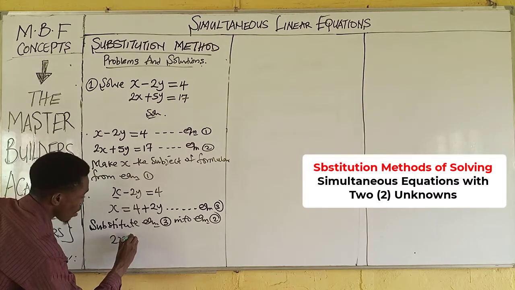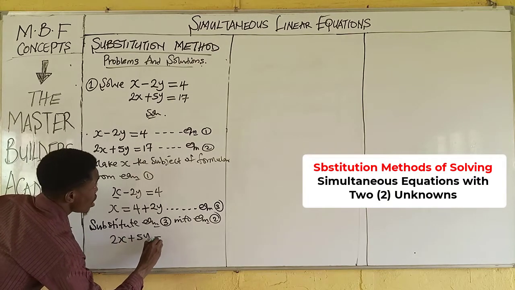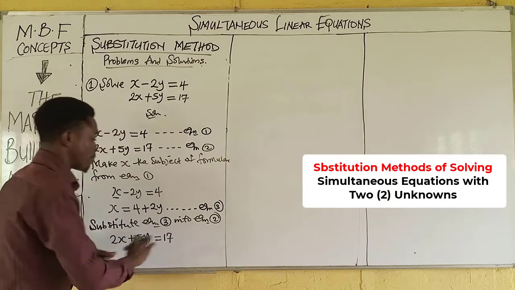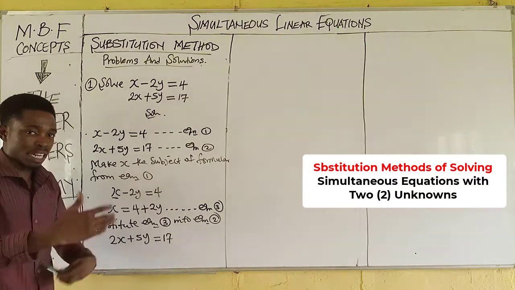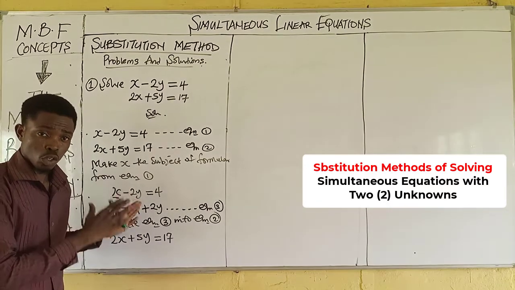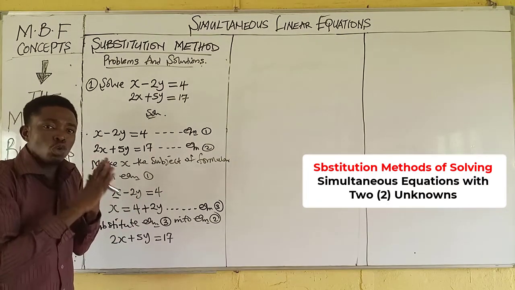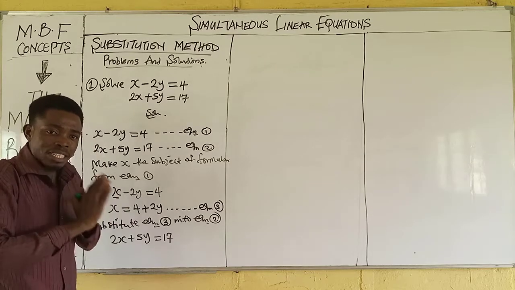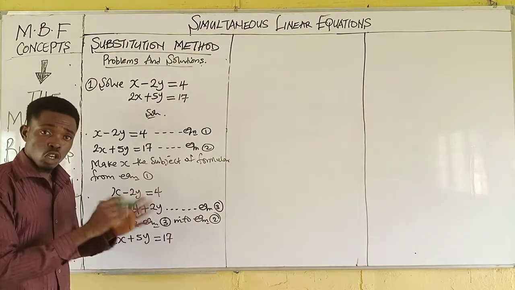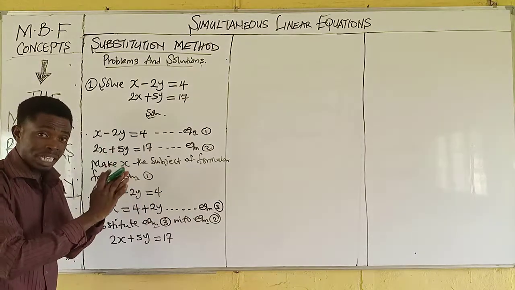This is equation 2: 2x plus 5y is equal to 17. I am taking my time to make it lengthy this way so that you can understand. There are ways to make it short. We are going to make videos on how to use the substitution method as a shortcut. We are going to look at that in another video.